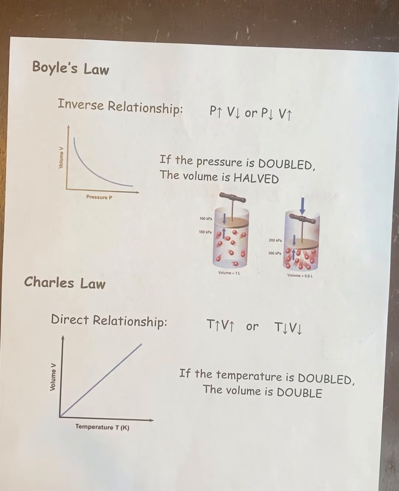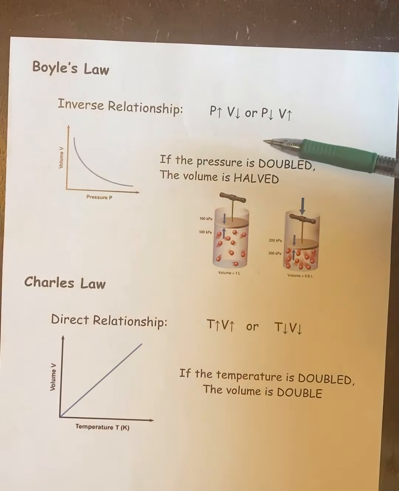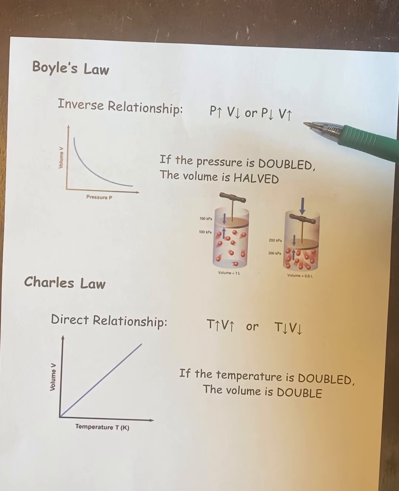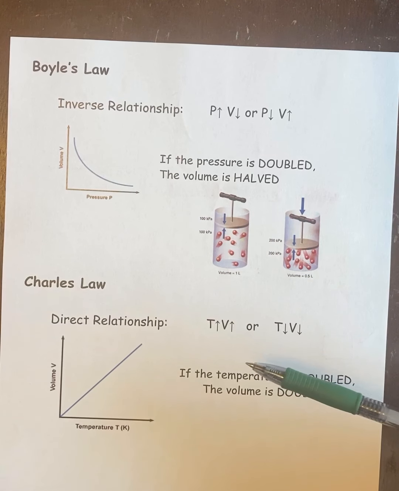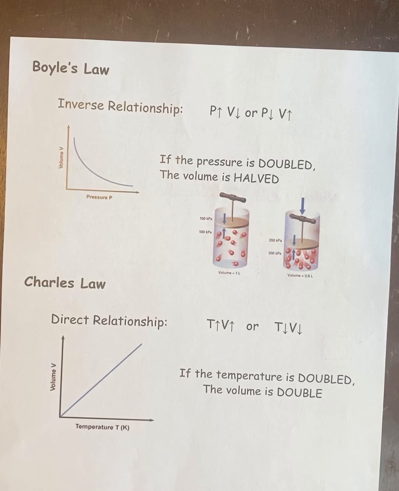Last part, Charles's Law. This is the temperature-volume relationship, and this is real simple. If you heat a gas up, its volume is going to expand. And if you cool a gas down, its volume is going to shrink. So it's pretty much direct versus indirect. Pressure-volume is indirect or inverse, whereas temperature-volume is direct. And there's no other word for that. So that is the explanation of the two relationships.